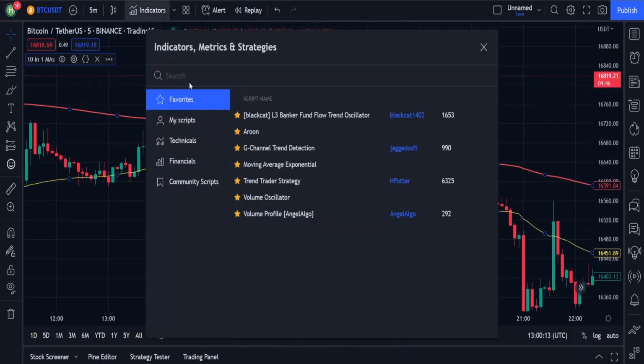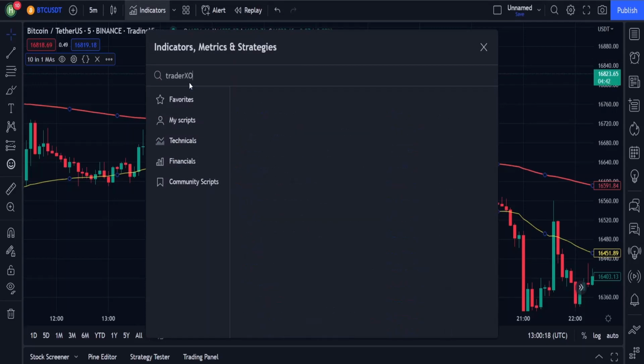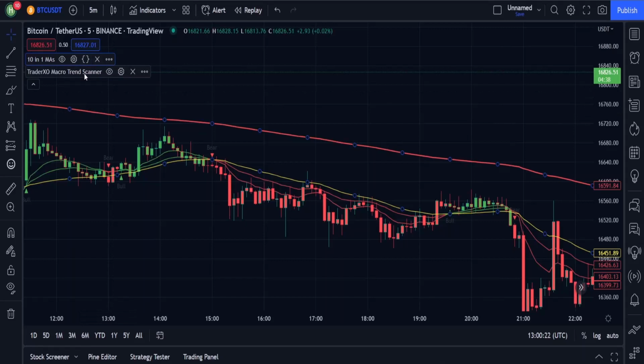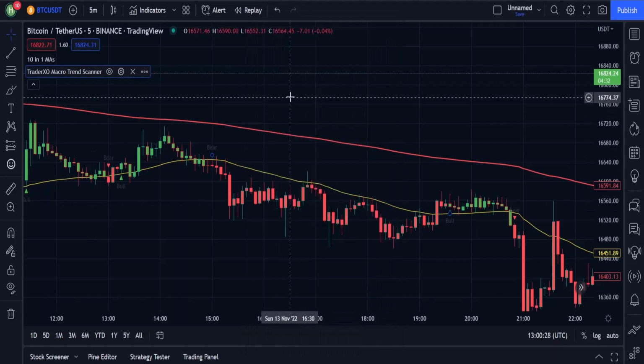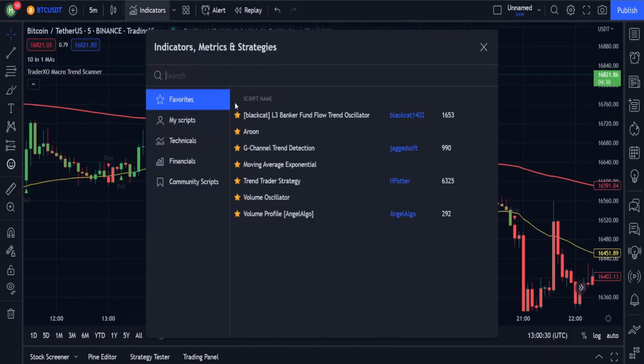Now for the second indicator, let's search for Trader XO Macro Trend Scanner and add this one by BTC Charlie. Let's also open its settings. And in the style section, we'll disable the fast and slow EMA. The inputs for this indicator will stay on default.